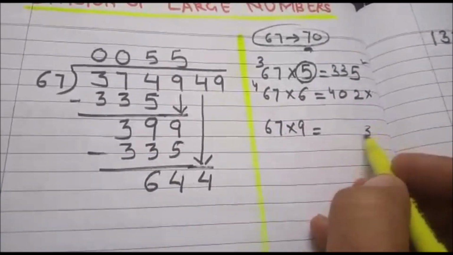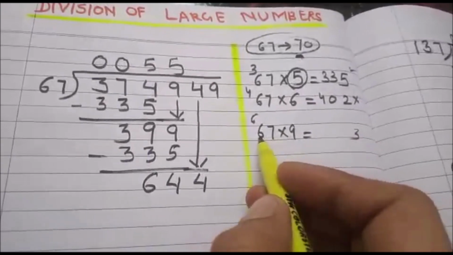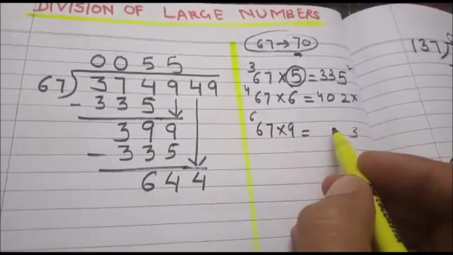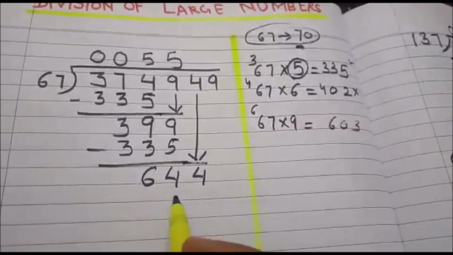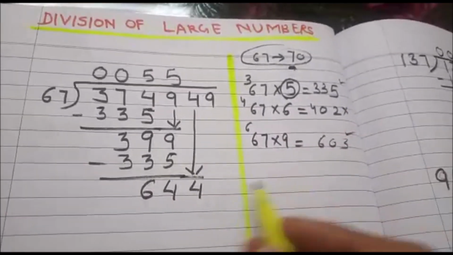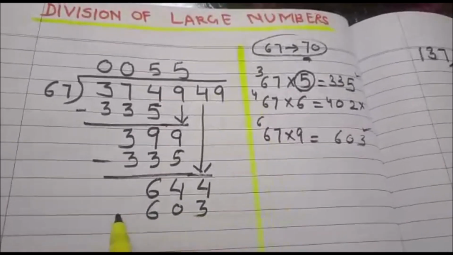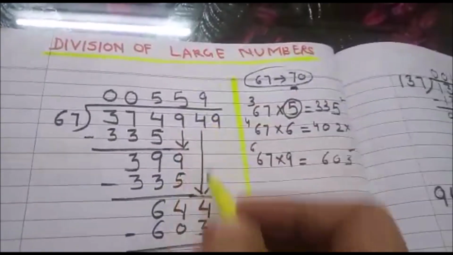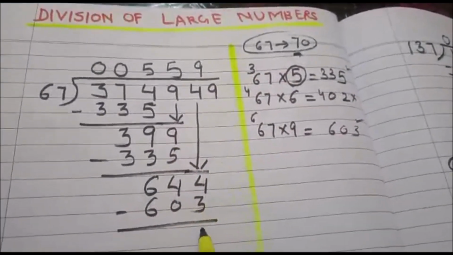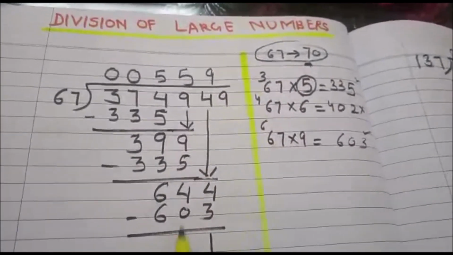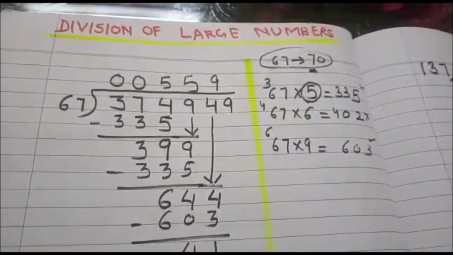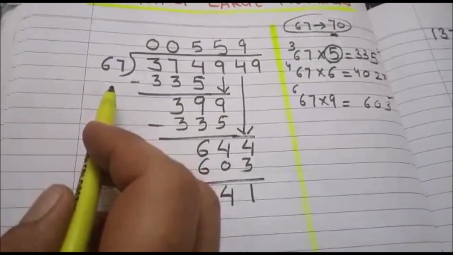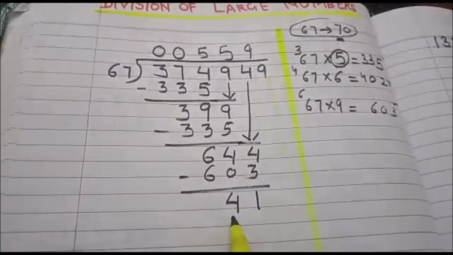9 7s are 63. 6 carry over. 9 6s are 54. 54 plus 6, 60. Yes, we can take this number 603. And we have to write 9 as quotient above 4. Now subtract these two numbers. 4 minus 3 is 1 and 4 minus 0 is 4. Now again check 41 is smaller than 67. Correct? Now we can move further.